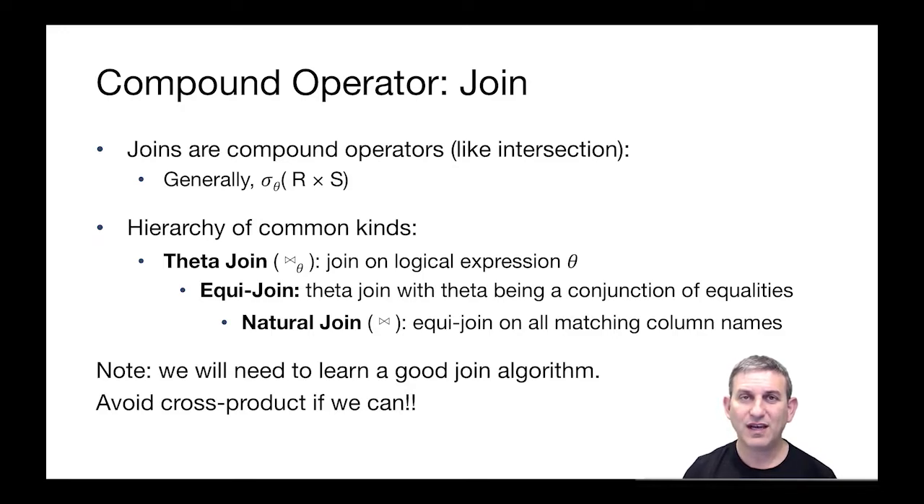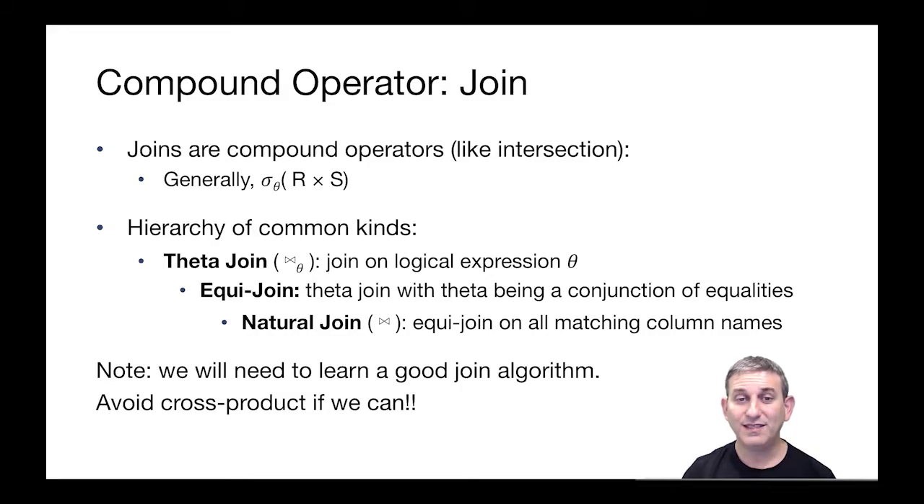Now, joins are actually compound operators in the algebra, like intersection. And as you may recall, the join can be defined as a cross product followed by some selection over a predicate theta. Joins come in the relational algebra in a few flavors that are sort of hierarchical. So the most general case is the theta join, which is just a cross product followed by a selection on any logical expression theta. More specifically, there's a class of theta joins called equijoins, where theta is a conjunction of equalities. That is, it's a bunch of equals predicates combined with and. And then a special case of the equijoin is the natural join, which is an equijoin where the conjunctions are on predicates that match up columns that have the same names across both tables.